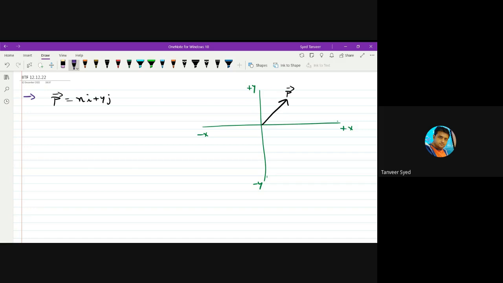So vector P has magnitude both along x and y directions. Its magnitude along x direction is this much, and its magnitude along y direction is this much. I'm calling them small x and small y. So in vector notation, I will write vector P as xi plus yj. Let's take some examples, 2i plus 3j, 4i plus 8j, something like that. x can be any number, y can be any number.